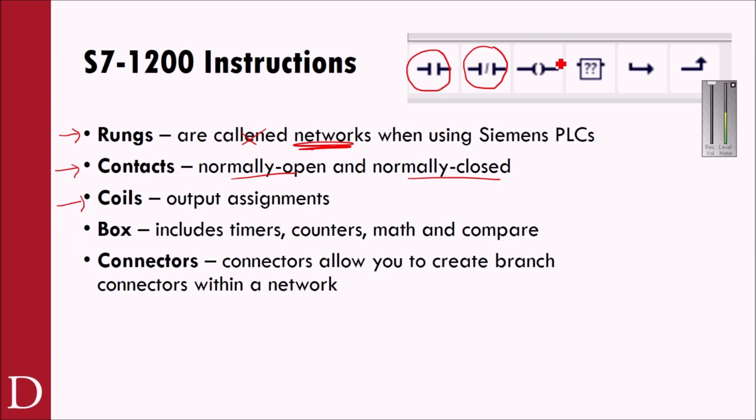Coils are our output assignments, which is exactly what we've seen in the past. Box instructions include your timers, your counters, your math, your compare, all kinds of different things. And then obviously your connectors allow you to create your branch connectors within individual networks. Notice when we're talking networks, we're using that network term in place of the term rung.